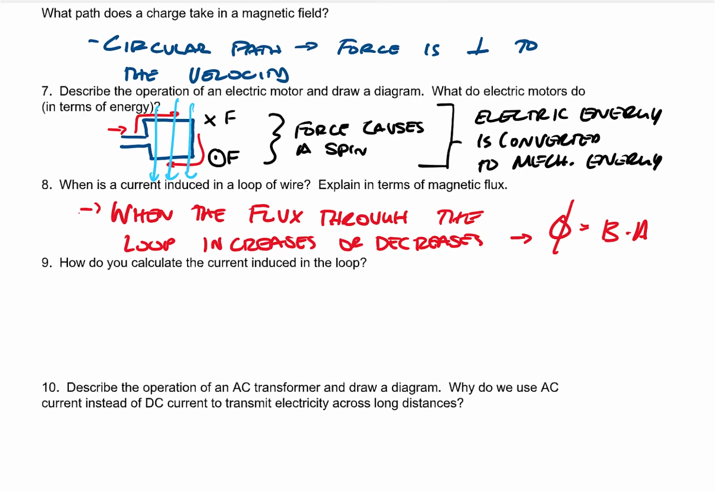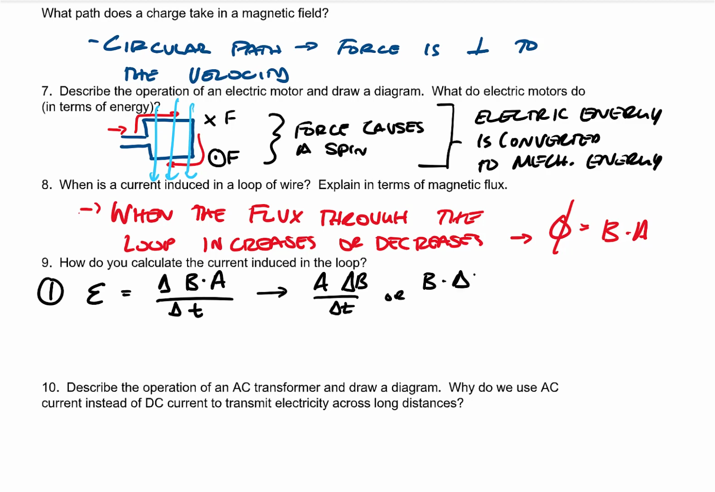In order to calculate the induced current in the loop, the first thing you do is find the EMF. That's the change in the magnetic field or the area over the change in time, right? So it could be option A is the area times the change in the magnetic field over the change in time, or the magnetic field times the change in area over the change in time. It just depends on what's going on. But that's going to be your voltage. Your induced current is going to be that voltage divided by the resistance. And that's what you do.